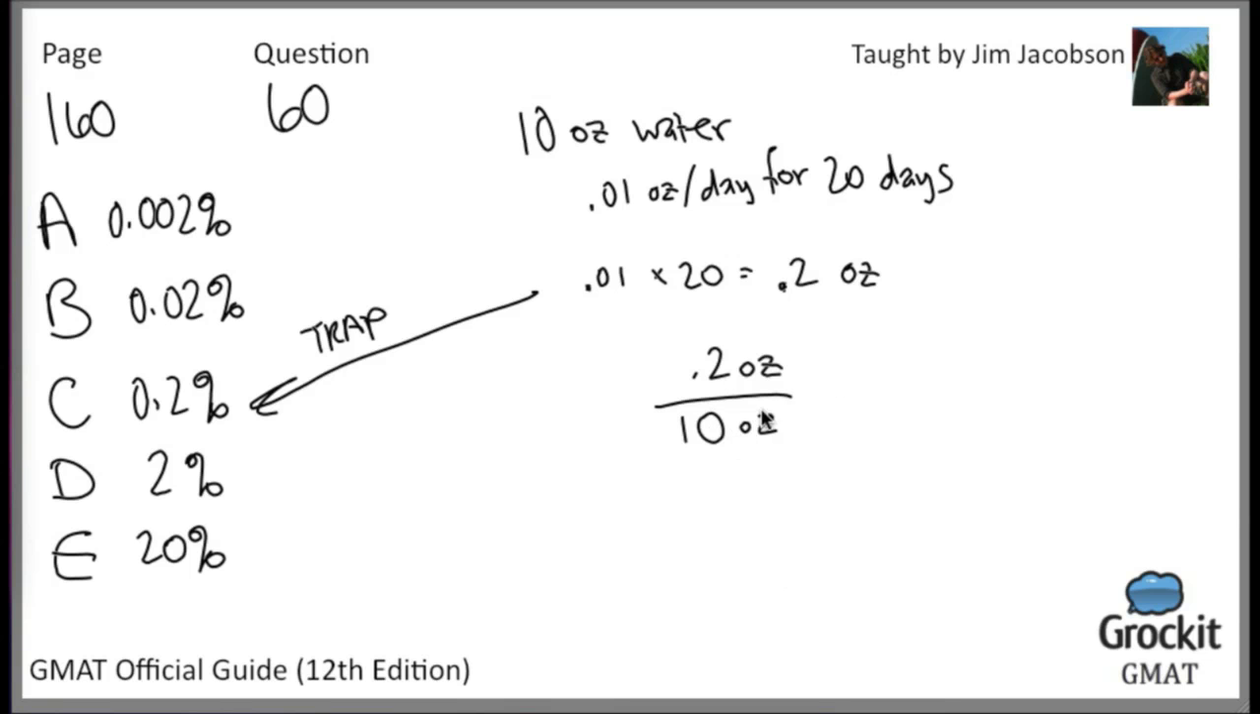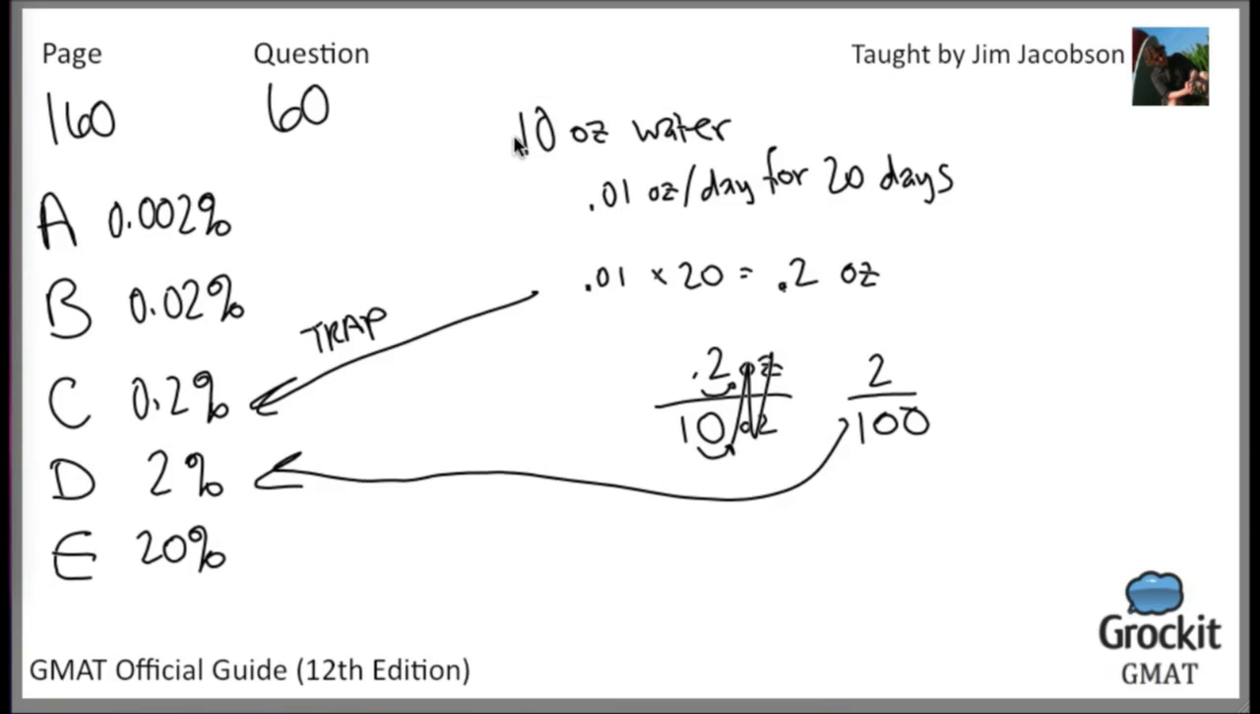So an easy way to do this one, to figure out the percent, is to get rid of the ounces, they cancel out. We move the decimal point 1 to the right in the numerator and the denominator. It stays the same ratio. We end up with 2 over 100, which is a very easy representation of a percentage. 2%, because it's 10 ounces of water, not 1 ounce of water. So choice D is the correct one. It's 2% of the total.